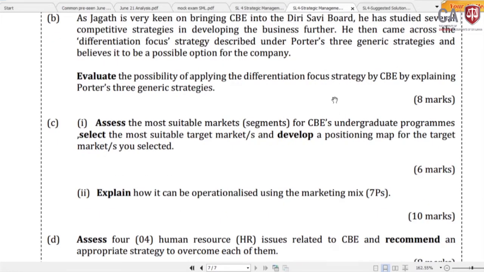As Jagat is very keen on bringing CB into the Dirisavi board, he has studied several competitive strategies in developing the business further. He then came across the differentiation focus strategy described under Porter's three generic strategies and believes it to be a possible option for the company. He thinks differentiation focus is the possible option, right.